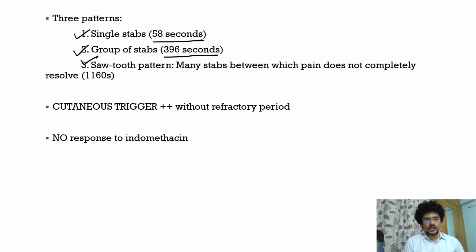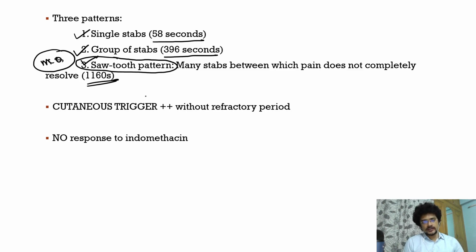And then we have the sawtooth pattern. Okay, so this is an important MCQ. Which headache disorder do we get sawtooth pattern? In sawtooth pattern, the patient is going to have a group of stabs, but between the headache, the patient is not going to have a complete relief of pain. So a group of stabs of attack, then a mild headache, and then another group of stabs of attack. This usually lasts for around 1160 seconds, and this pattern is known as sawtooth pattern.